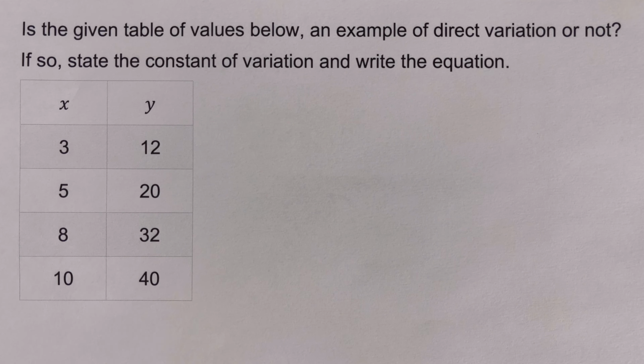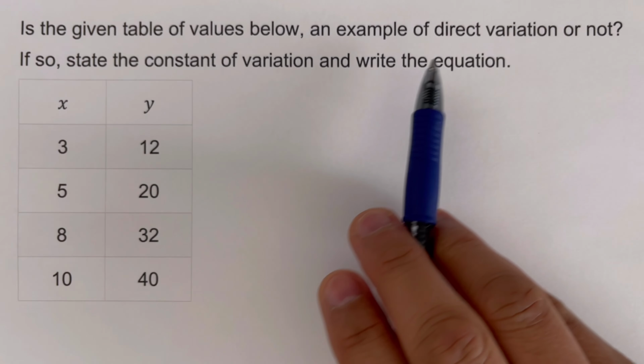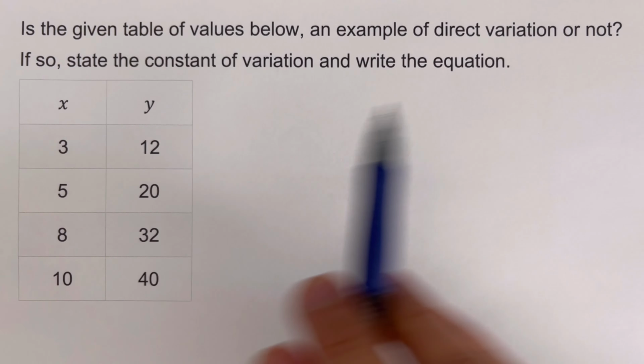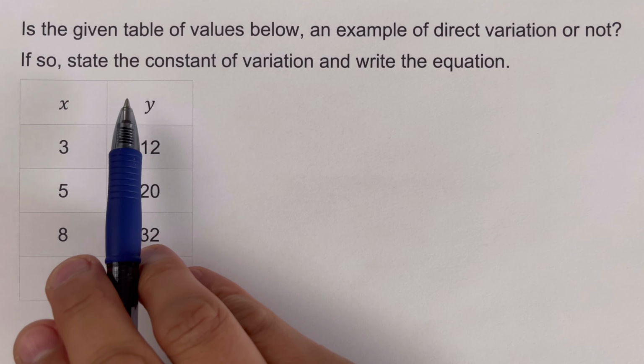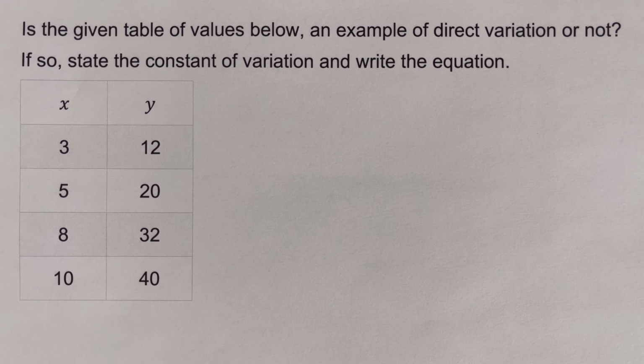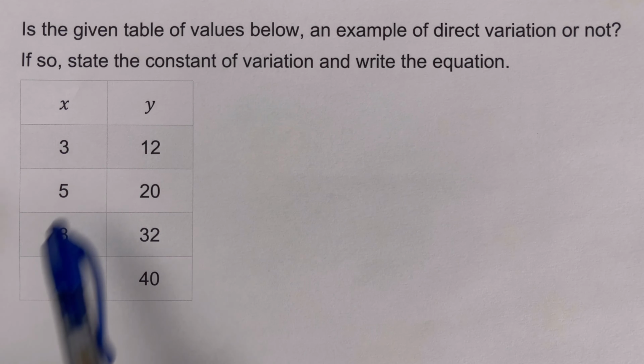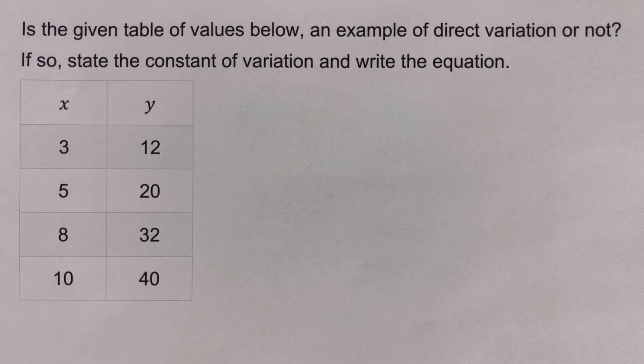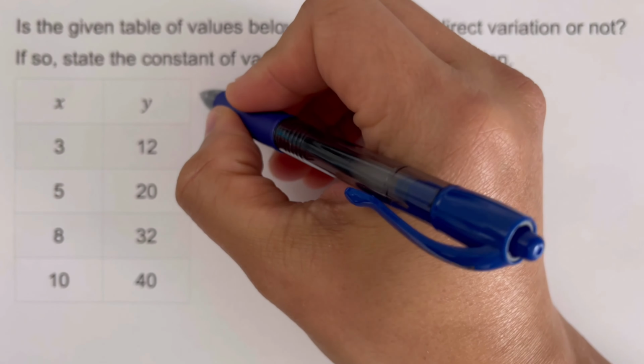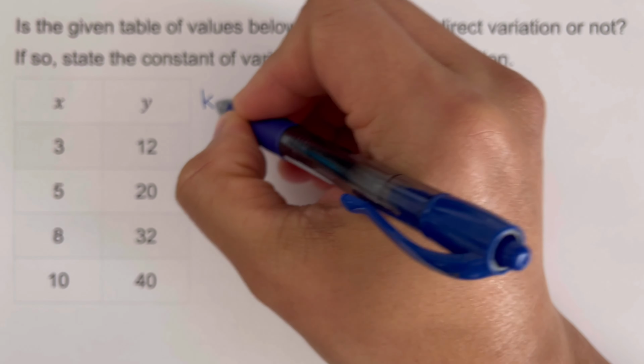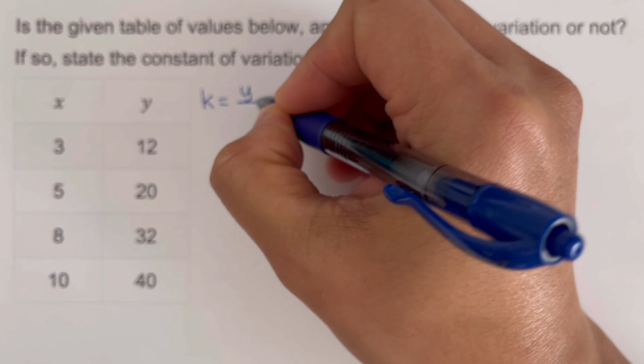Okay, in this problem, we are asked to determine if the given table of values below is an example of a direct variation or not. If so, we're supposed to state the constant of variation and write the equation. So in order to determine if this given table is a direct variation or not, we remember that the formula for k shall be used. We remember that k is equal to y over x.